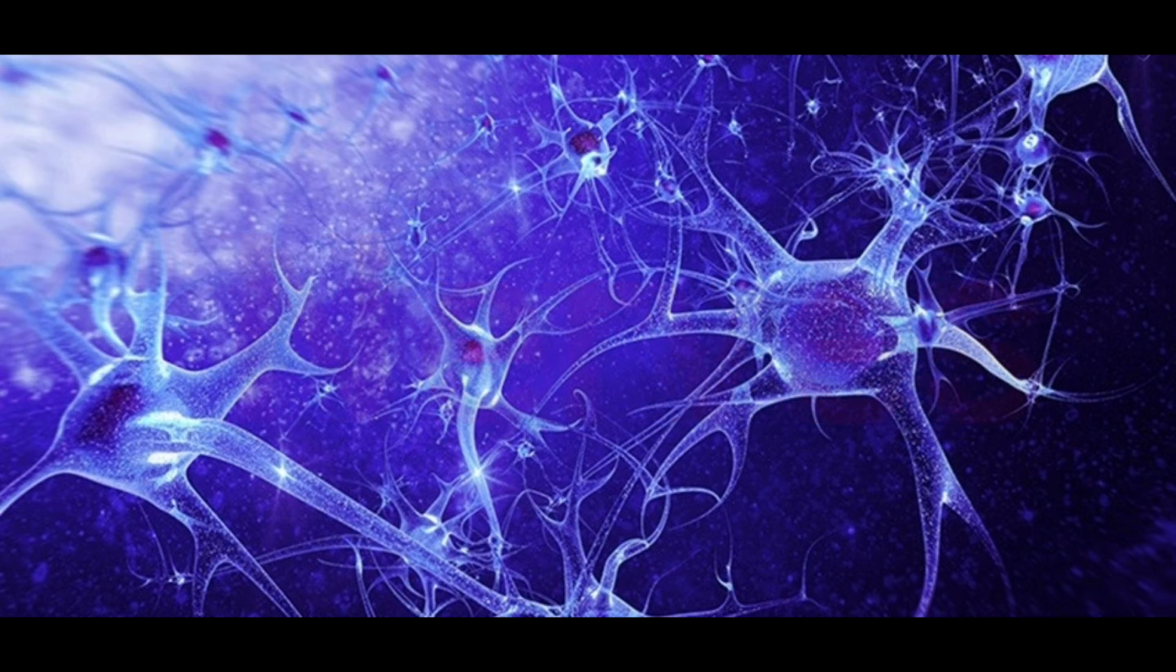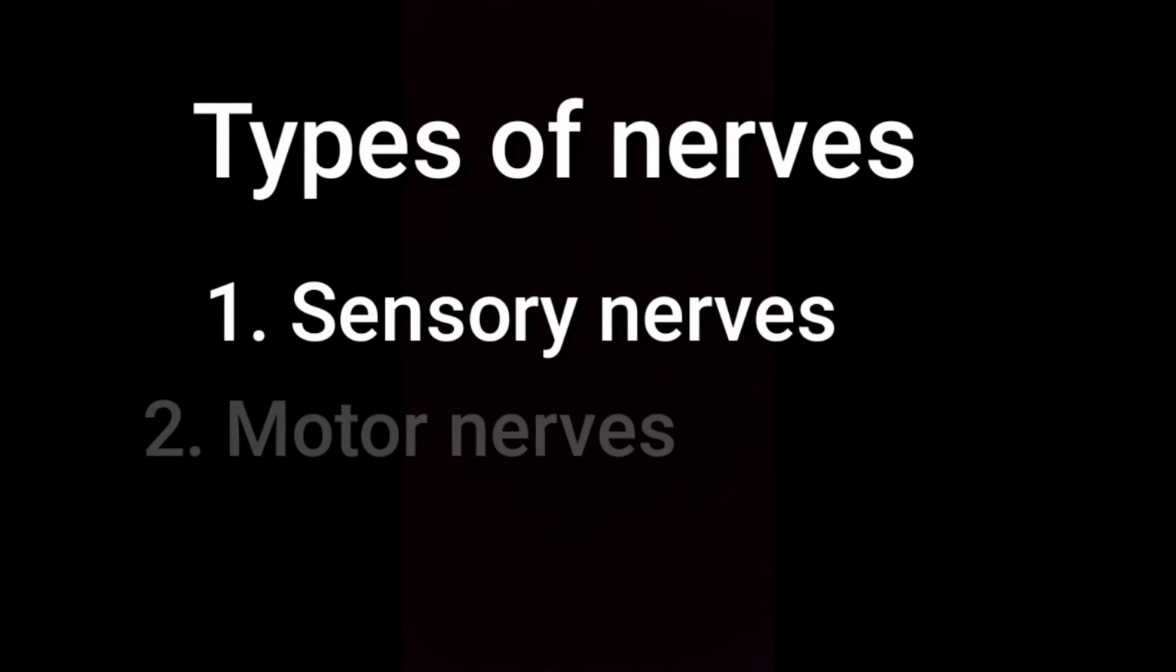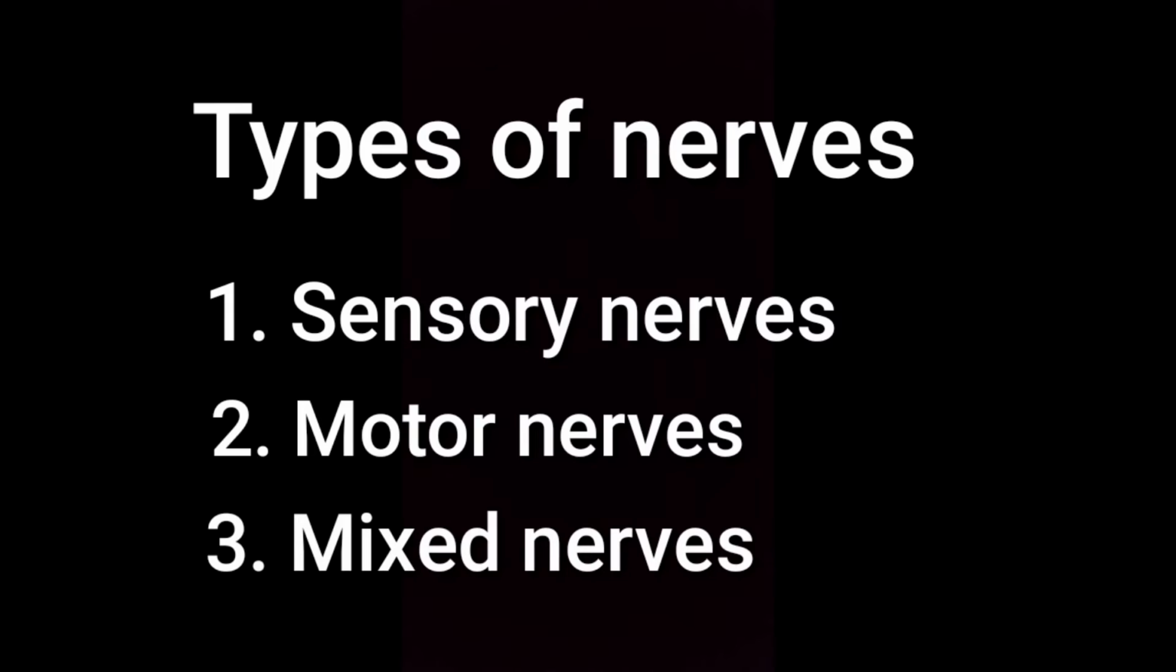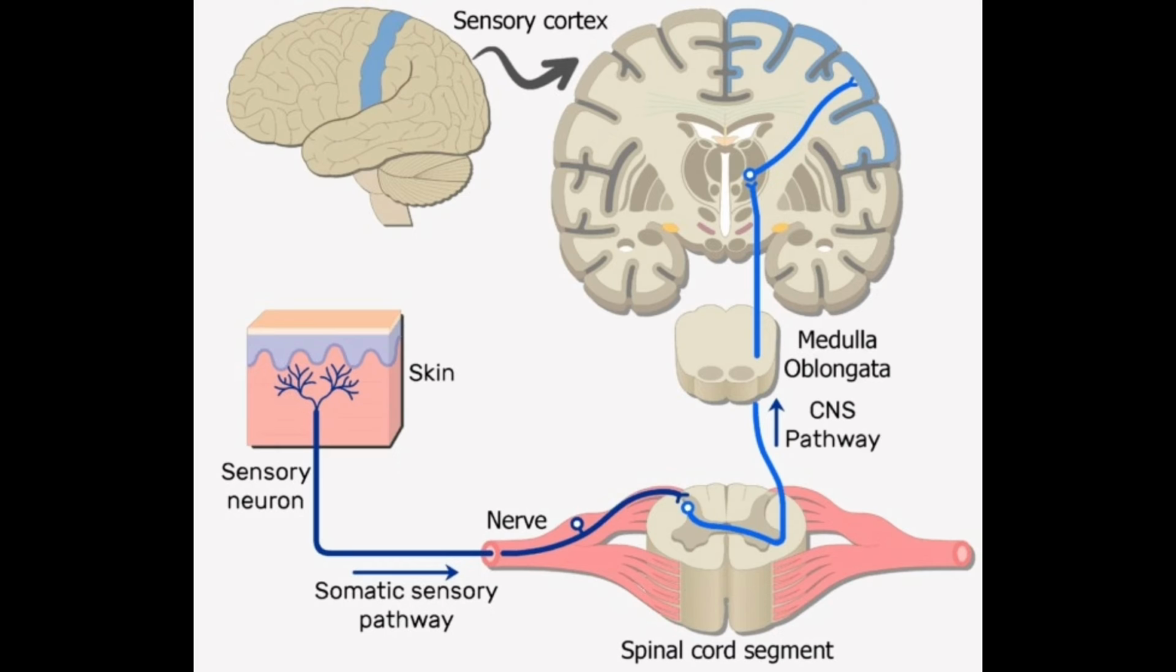Nerves. Nerves are bundles of long, thin, thread-like structures that carry messages between the brain and spinal cord and other parts of the body. Depending on their functions, there are three main types of nerves in our body. They are sensory nerves, motor nerves, and mixed nerves. In this way, the nerves are functioning and doing their work properly.